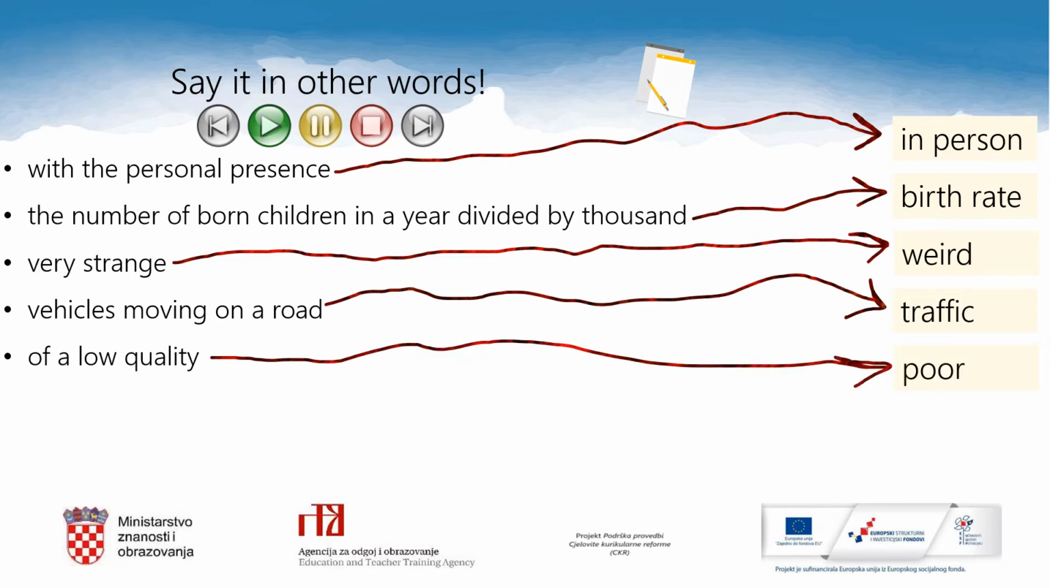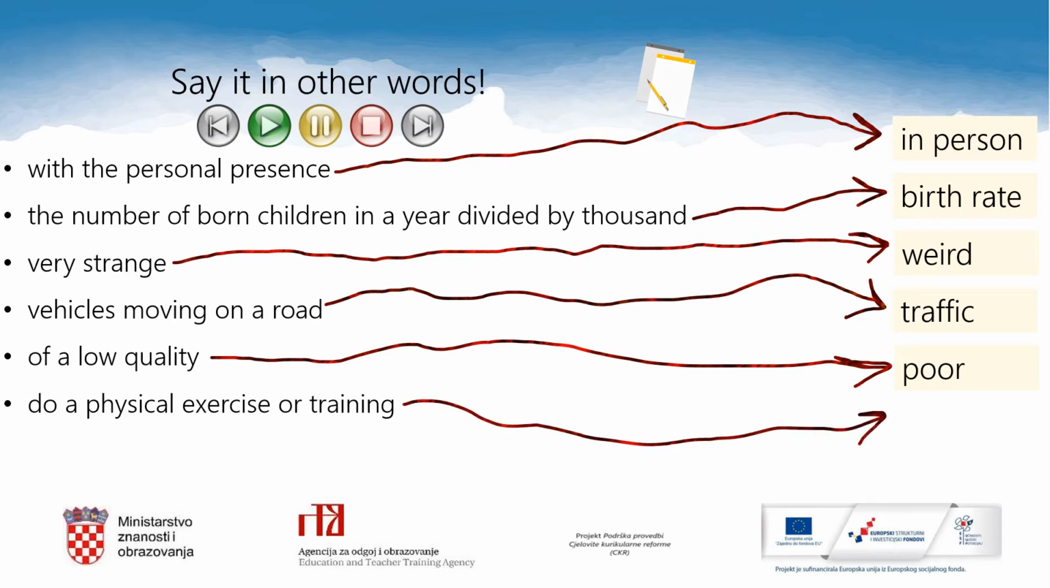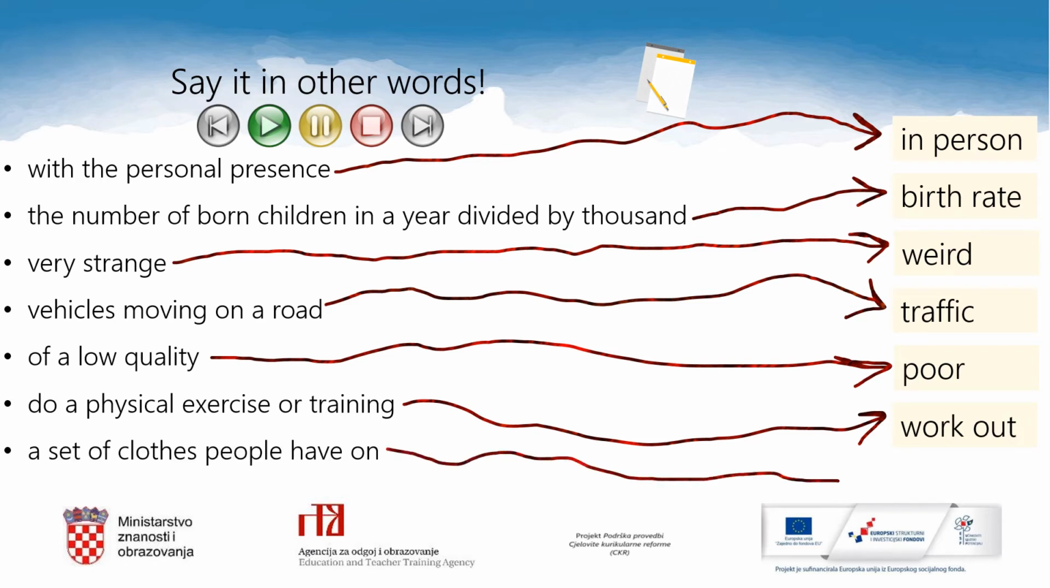Of a low quality: poor, loše. Do a physical exercise or training: work out, right, vježbati. A set of clothes people have on: outfit, very good. Odjeća. Ili kako i mi znamo reći, outfit. If you do not understand any of the expressions on the right, copy them in your notebooks and translate them.